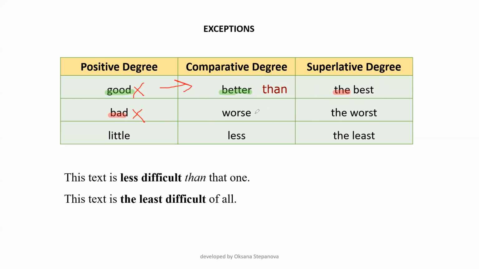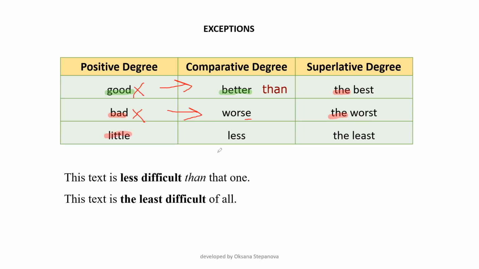Then you have bad. Did you know that worse is the comparative degree of bad? Well, it is. And again, we use than when we compare two things. This situation is worse, not better or worser. It's just worse. Silent E at the end, we don't pronounce it. We just say this situation is worse than that, right? When we say the superlative degree, worst of all, worst in the whole world.